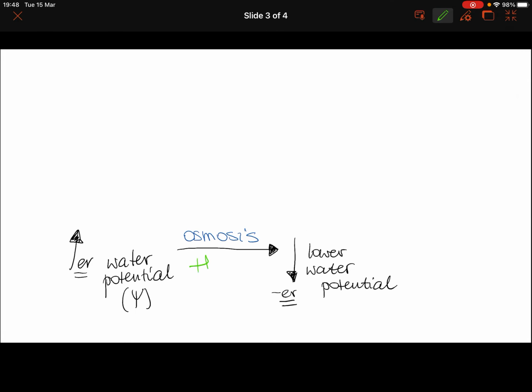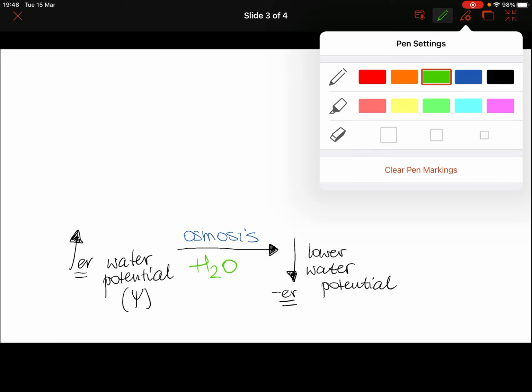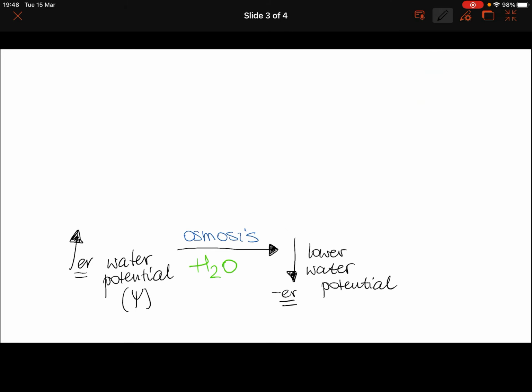What's also important to mention is that it's the movement of water. So osmosis is the movement of water from the area of higher water potential to the area of lower water potential. Many students don't understand what that means, so I'm going to show you in a really simple way.